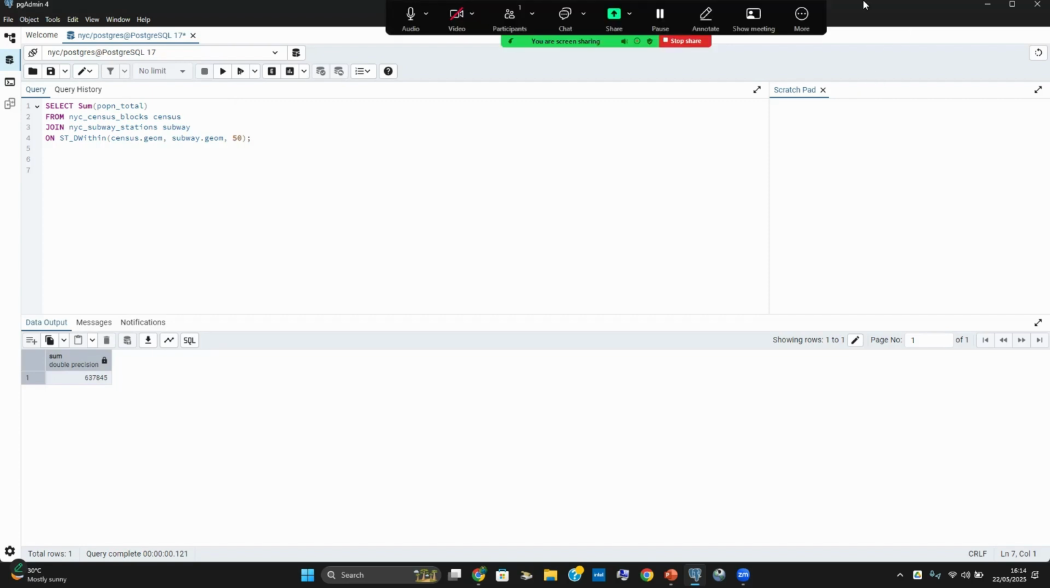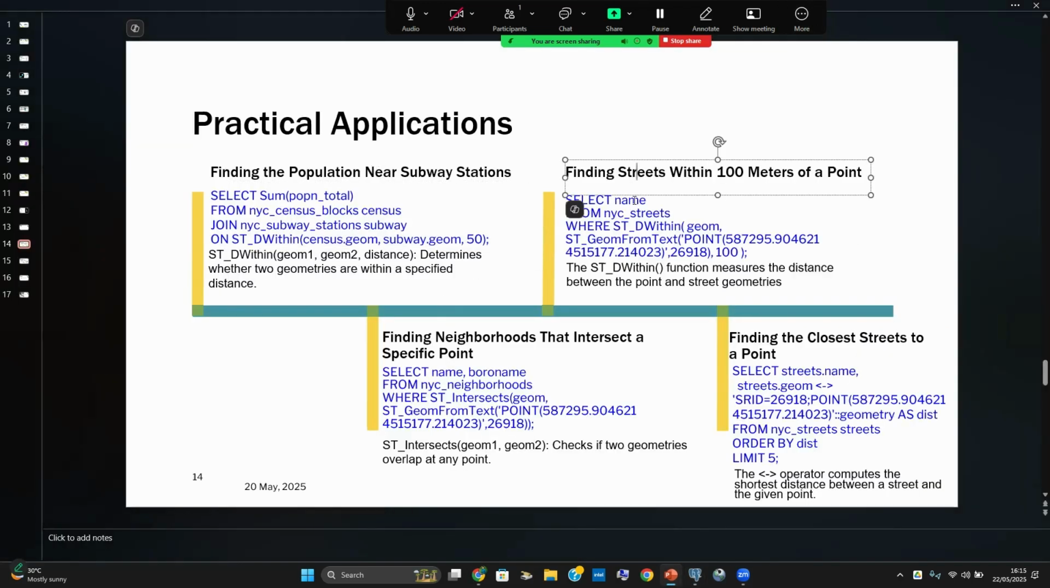Now, moving forward, let's say we want to find neighborhoods that intersect a specific point. Let's say your realtor sends you a location of this listing that they have, and you want to know which neighborhood it's located in. These types of queries allow for that. Here we're querying New York neighborhoods to find the neighborhood that overlaps that given point.